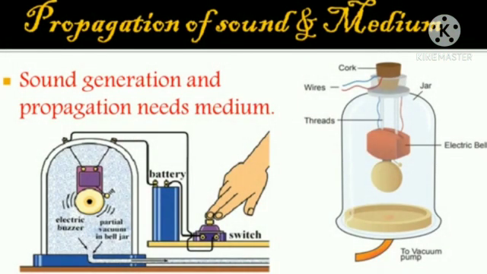This is the picture showing that a medium is necessary for propagation of sound. Sound generation and propagation needs a medium like air, and a simple experiment can prove this. The experimental arrangement is as shown in the figure. You can observe a bell jar, an electric bell and a vacuum pump.